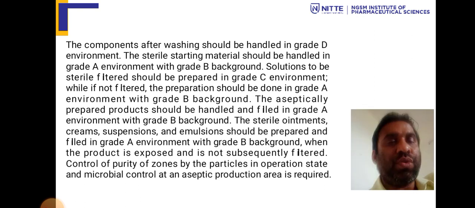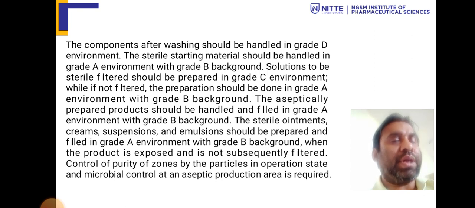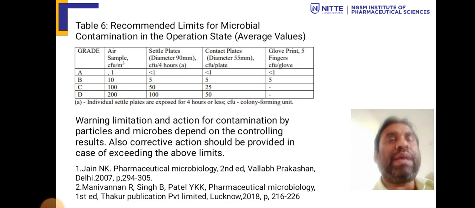Control of purity of zones by particulates in operating states and microbial control at any aseptic production area is required. Table 6 recommends limits for microbial contamination in the operating state, average values. So air sampling in CFU per cubic meter, settle plates with diameter of 90 millimeter CFU per 4 hours, contact plates with diameter of 55 millimeter, glove print 5 fingers CFU per glove.